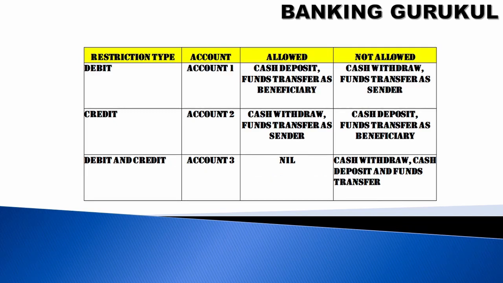I'll take one example. Okay, a debit restriction is there on account number 1. What transactions can the customer do, and what is the customer not allowed to do? In a debit restriction, the customer can do cash deposit and can receive money from another bank. In the same way, he can't do any cash withdrawal and he can't transfer money from his account to another account.